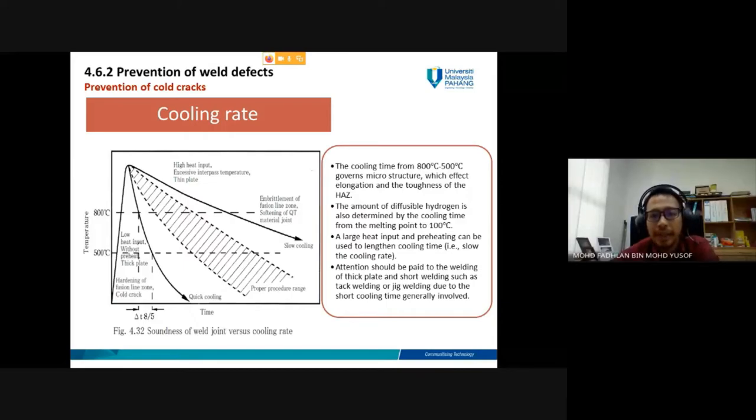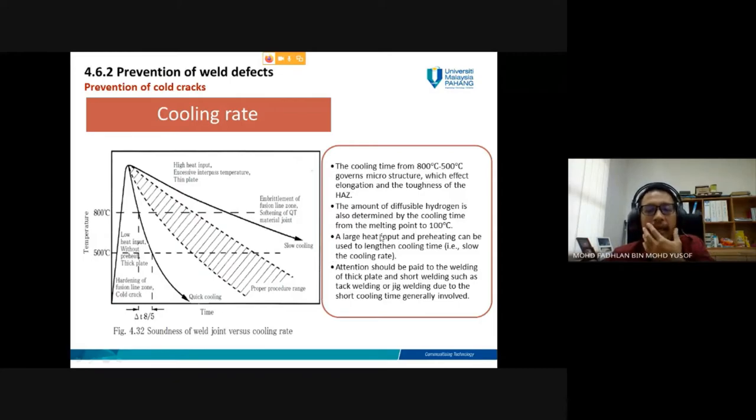Kalau kita tengok another one is the cooling rate, the cooling time. Cooling time from 800 degrees Celsius, 500 to 800 degrees Celsius governs microstructure which affects elongation and toughness of the heat affected zone. The amount of diffusible hydrogen is also determined by cooling time from the melting point to 100 degrees Celsius. A large heat input and preheating can be used to extend the cooling time. Attention should be paid to the welding of thick plate and short welding such as tack welding or jig welding due to the short cooling time generally involved.